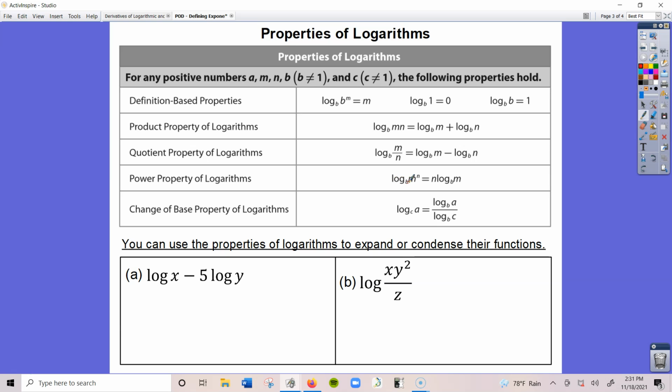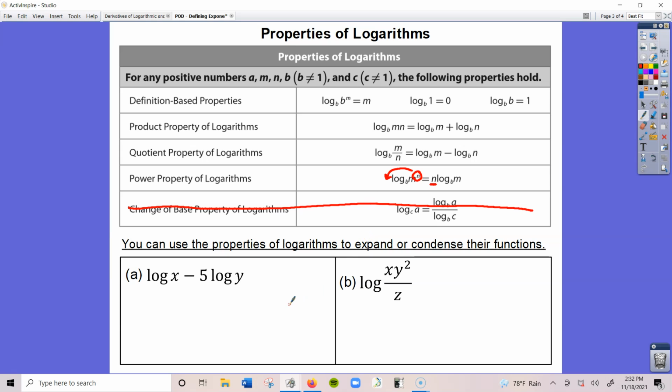If you have the log base b of m raised to some exponent, then this exponent becomes the coefficient of the logarithm. So you see how the n was moved to the front here. And then this is the change of base of logarithms, which we won't need to use for our derivatives, so we can disregard that last one.